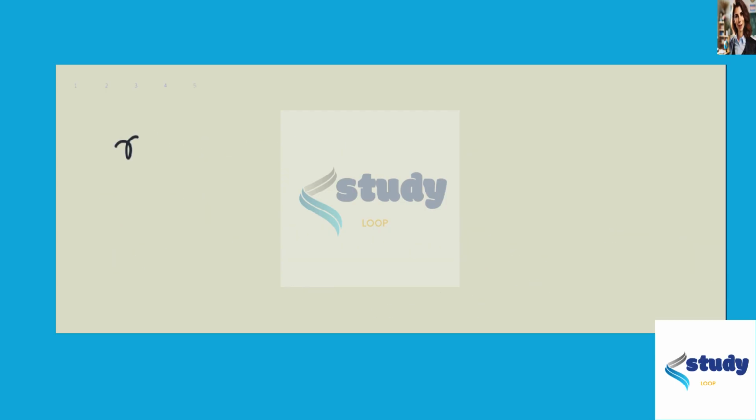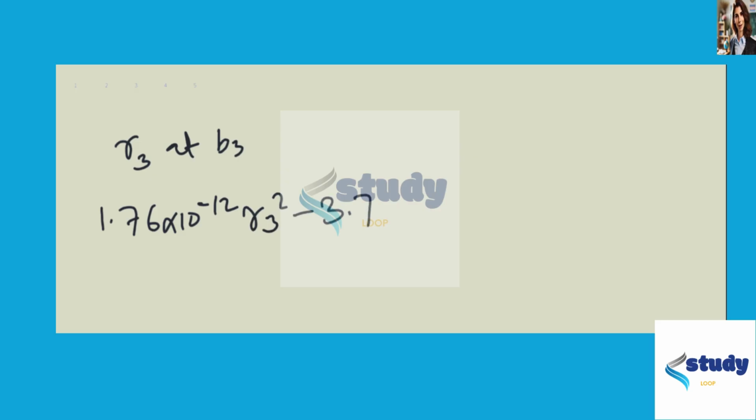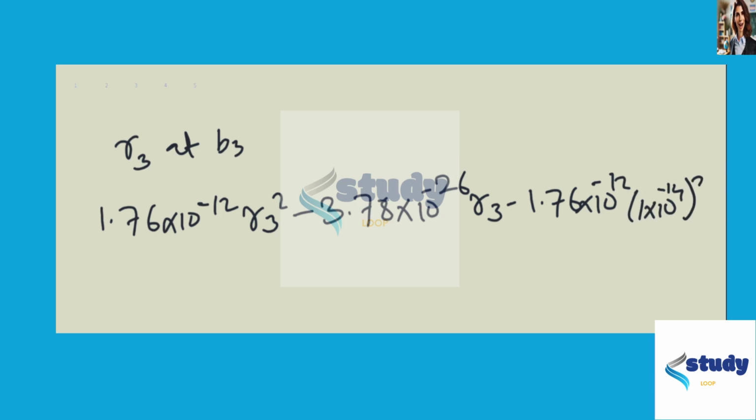Now let's get R3 at B3. This will be 1.76 times 10 to the power minus 12 R3 squared minus 3.78 times 10 to the power minus 26 R3 minus 1.76 times 10 to the power minus 12 times 1 times 10 to the power minus 14 squared is equal to 0. From here R3 will be 2.54 times 10 to the power minus 14 meter.